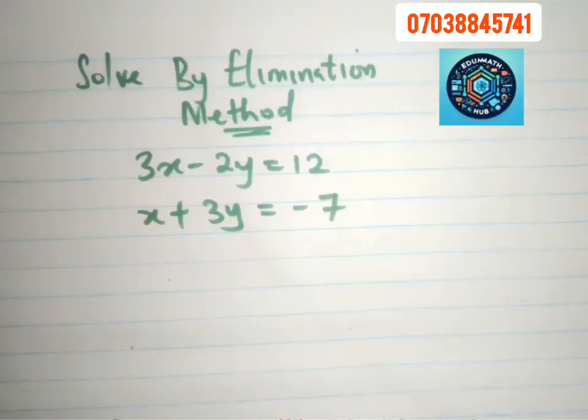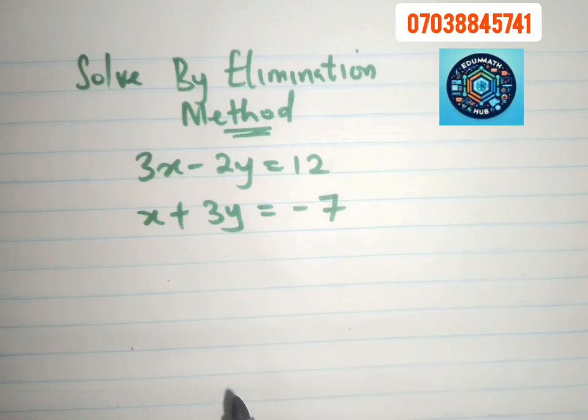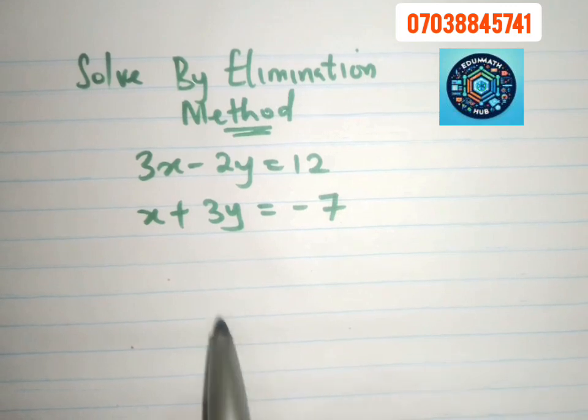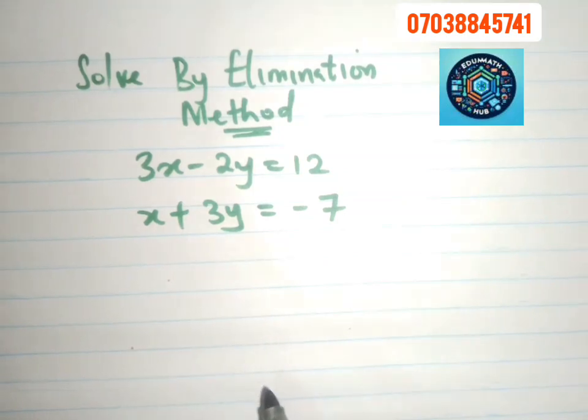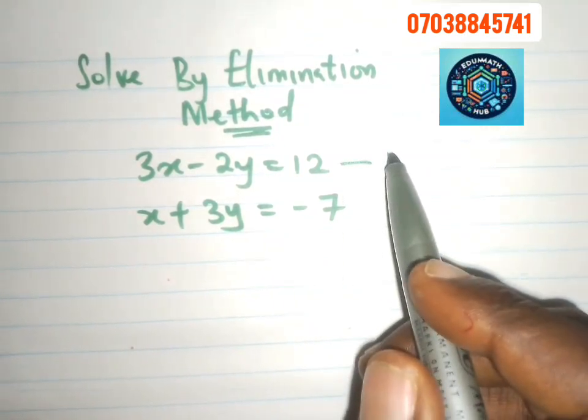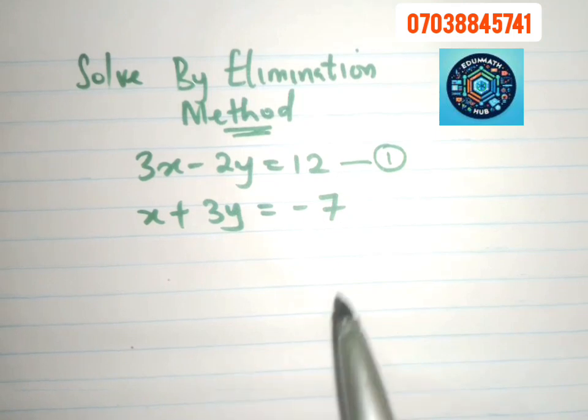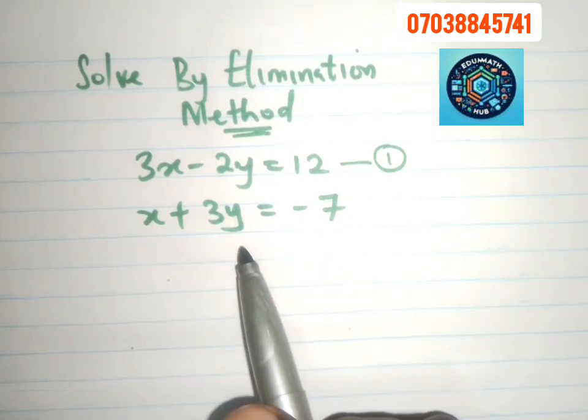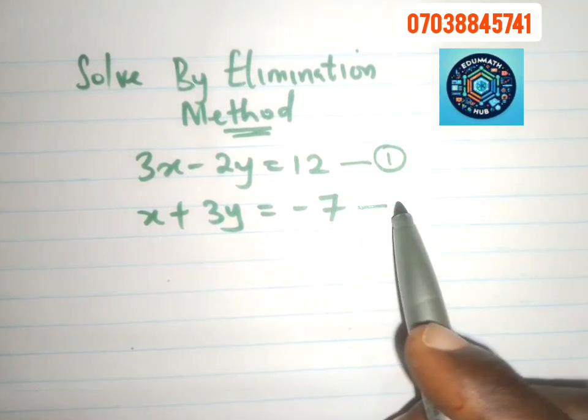Welcome back. This is the second example, and we have to solve this set of equations, simultaneous equations, using elimination method. So we have the first one, 3x minus 2y equals to 12. You label that as equation 1. Then you have the second one, x plus 3y equals minus 7. Label that as equation 2.